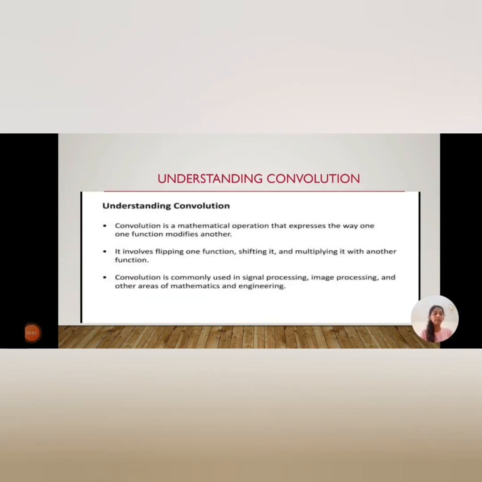Understanding convolution. Convolution is a mathematical operation that expresses the way one function modifies another. It involves flipping one function, shifting it, and multiplying it with the other function. Convolution is commonly used in signal processing, image processing, and other areas of mathematics and engineering.